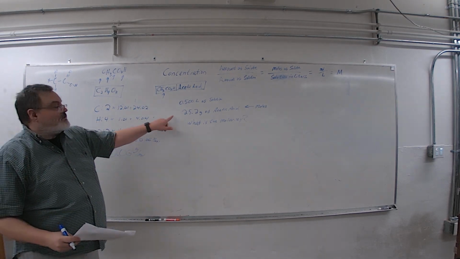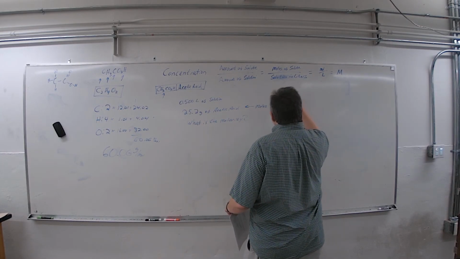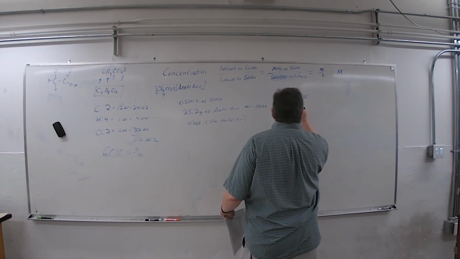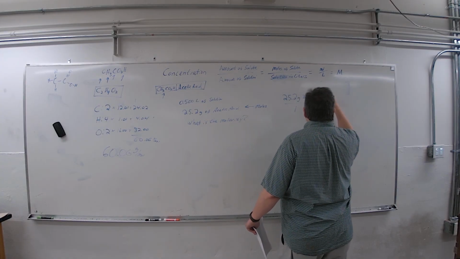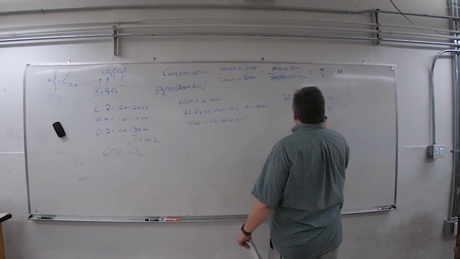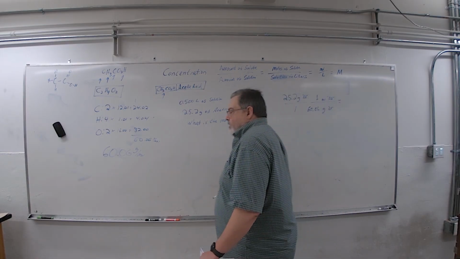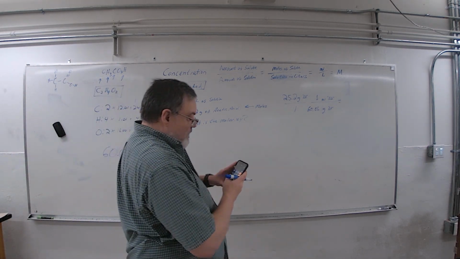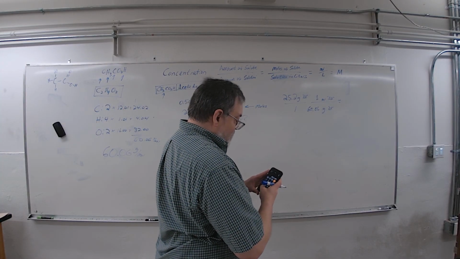So we're going to use that to turn this into moles. I'm going to say AA for acetic acid. Grams of acetic acid over moles of acetic acid. 1 mole of acetic acid is 60.06 grams of acetic acid. 25.2 divided by 60.06.